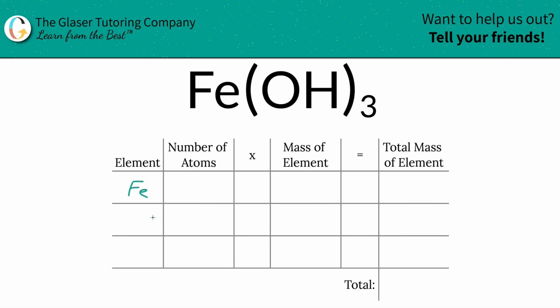So the first thing we're going to do is write down the elements that we see in the compound. So we see iron, we see oxygen, and we see hydrogen. Then we're going to take into account the number of atoms. That's where the subscripts come into play. If there's not a subscript there, it is assumed to be 1. So there's 1 iron.